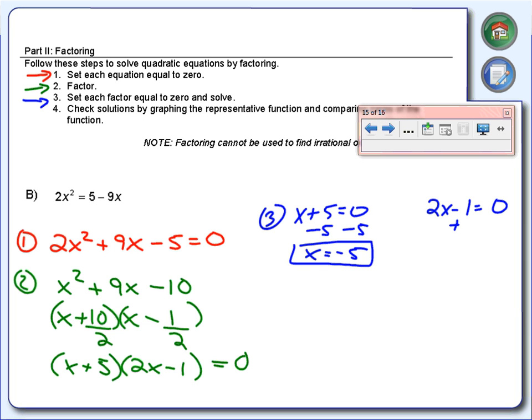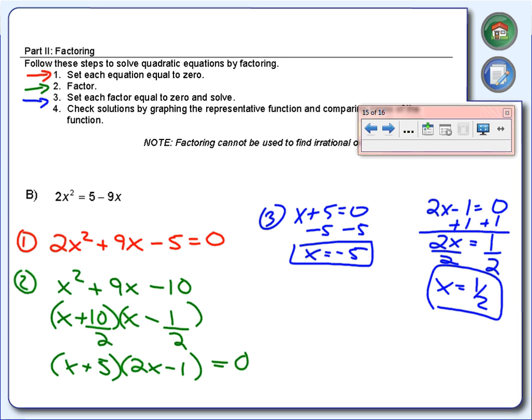Come over here, add 1. 0 plus 1 is 1. Divide by 2. So x equals 1/2. So the two solutions here are negative 5 and 1/2.